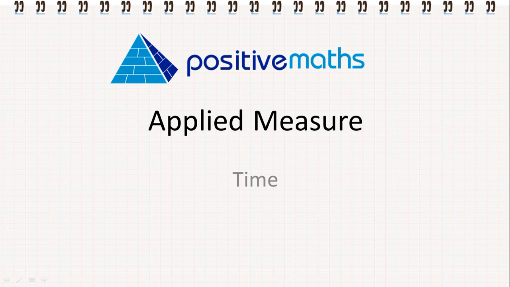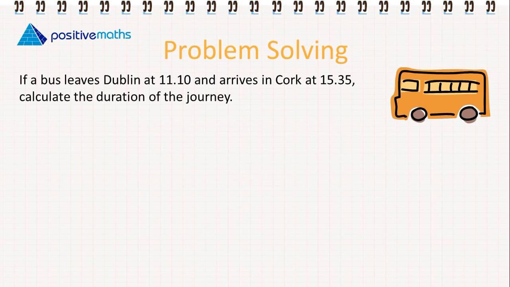Positive Maths, we're going to look at some problem-solving activities involving time. So, the first problem. We're told that a bus leaves Dublin at 11:10 and it arrives in Cork at 15:35. We need to calculate the duration of the journey.